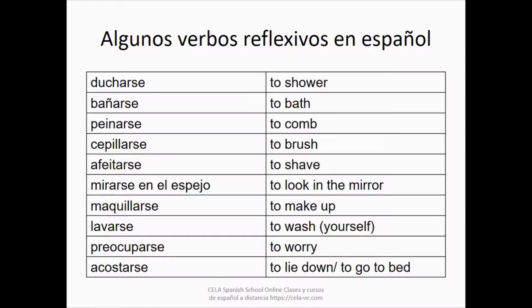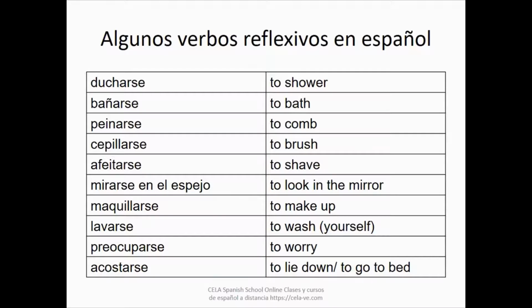Here is a list of verbs that have pronoun in Spanish and their meaning in English. Verbs are in the infinitive with the pronoun se, but when conjugated, the pronoun and verb ending change according to the subject. Me ducho, te duchas, se ducha, nos duchamos, os ducháis, se duchan.